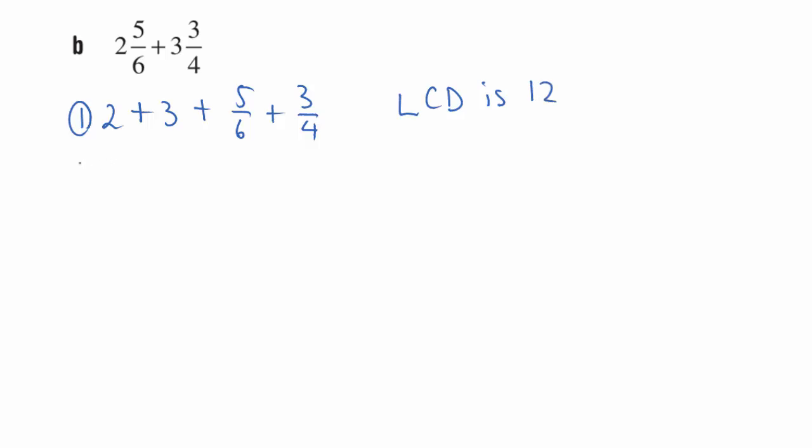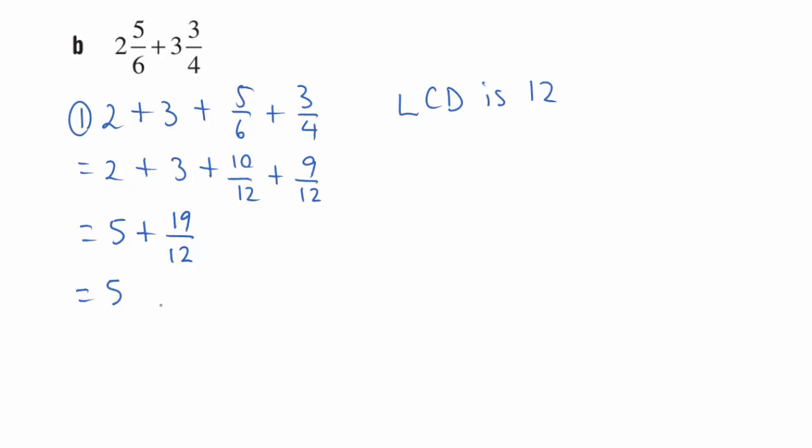So this is equivalent to 2 plus 3 plus 10 over 12 plus 9 over 12. Adding our whole numbers gives us 5, and adding our fractions gives us 19 over 12. Since 19 over 12 is an improper fraction, we can rewrite that. So we have 5 plus 1 and 7 over 12. This is the same as 6 and 7 over 12.